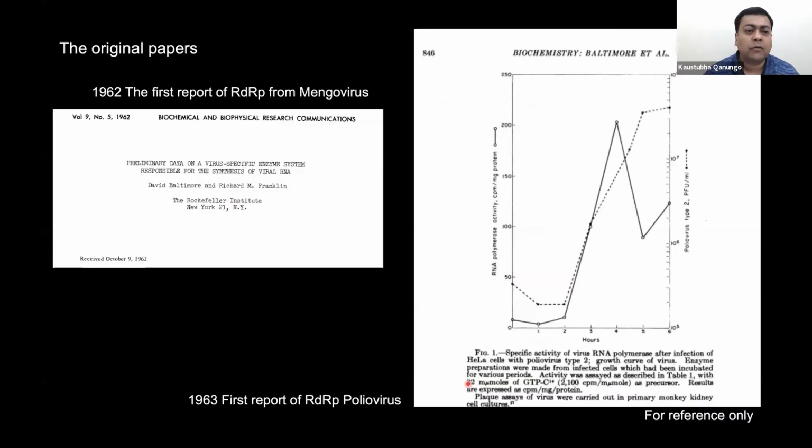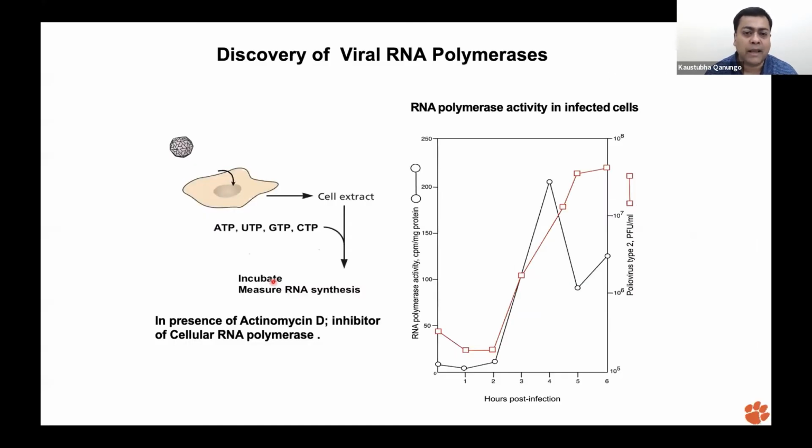So first, we are looking at some of the original papers, and this was the first preliminary data from David Baltimore, who was a graduate student of Richard Franklin at the Rockefeller Institute, and this was published in 1962. You can see the preliminary data about RNA-directed RNA synthesis, which can occur, and a viral RNA polymerase is probably responsible for that. How they discovered this was a very interesting experiment.